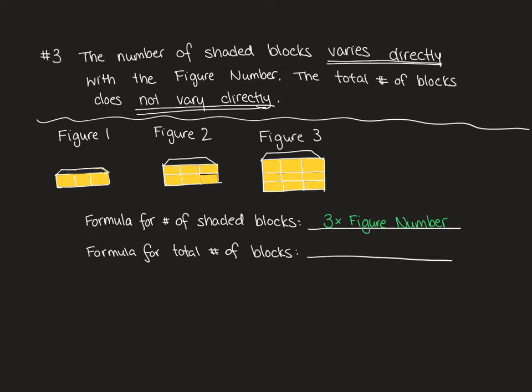Now, when we're looking at the total number of blocks, the number of shaded blocks changes, but the long trapezoid at the top that's unshaded doesn't ever change. So it's like we just add one more on top for each shape. So that's actually exactly what we are going to do. We are going to start the same way. So we'll have 3 times our figure number, and then we will add one more. So there's always one more that adds on at the end.